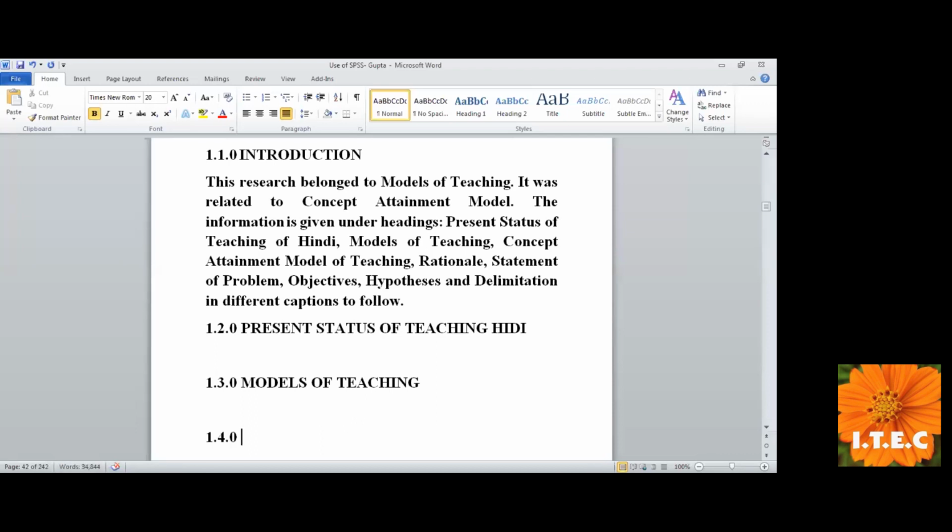1.4.0 will be the concept attainment model. Here you have to talk about some theoretical aspect of the concept attainment model. The syntax you have to give, and you have to explain some of the salient features of it.